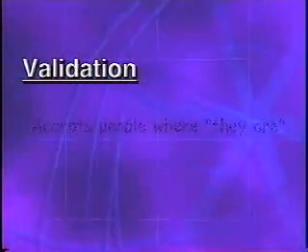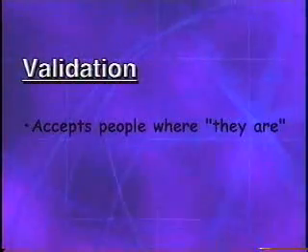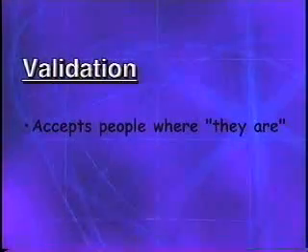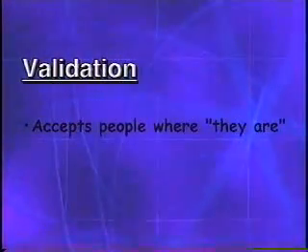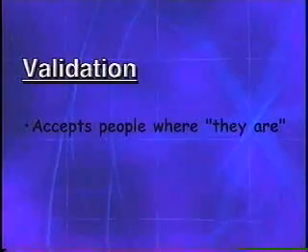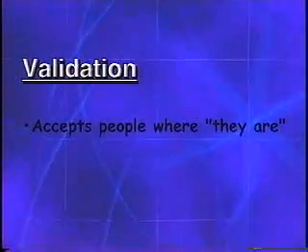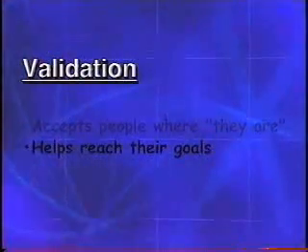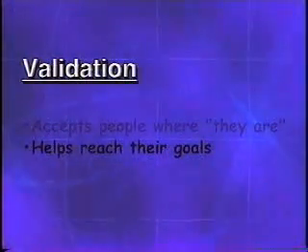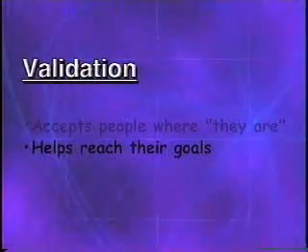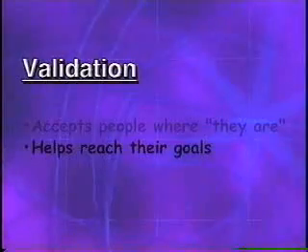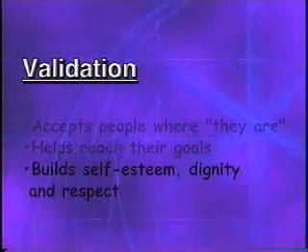Here are some key points to understanding validation. Validation accepts people where they are. And of course, we really don't have another alternative. Since they can't be where we are, it is easiest for us to be in their reality. Validation helps them reach their goals, not ours. It is their goals that are important. We're trying to create win-win situations between ourselves as caregivers and the person with dementia.